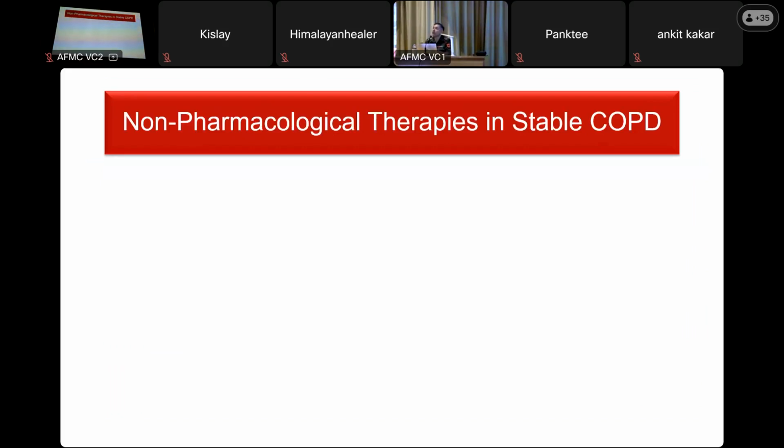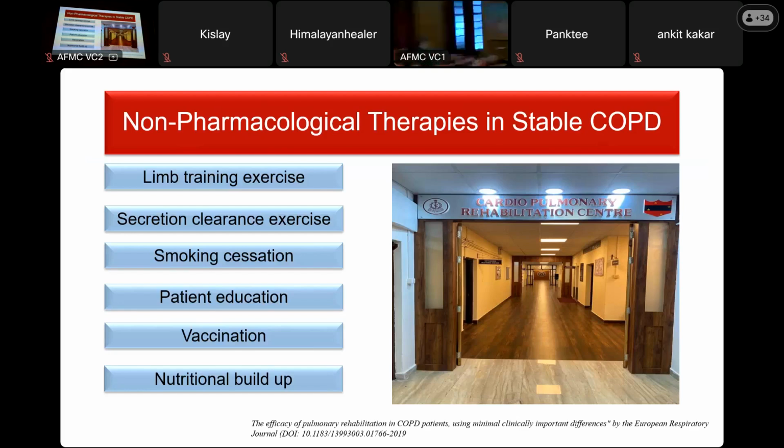What are the known pharmacological therapies that we should be administering to this patient? Any elements of pulmonary rehab that we should be doing? Exercises? Breathing exercises can be. So the known management includes limb training exercises, management of secretion clearance, smoking cessation, patient education, vaccination, and nutritional build-up.